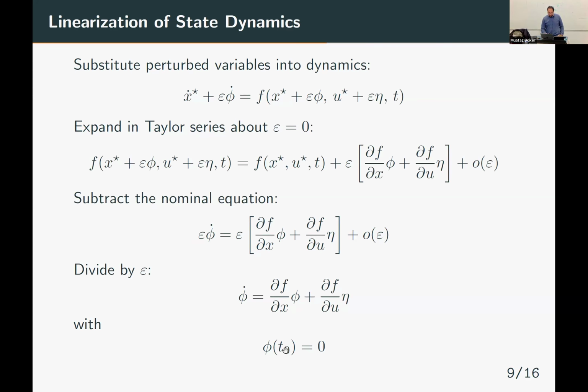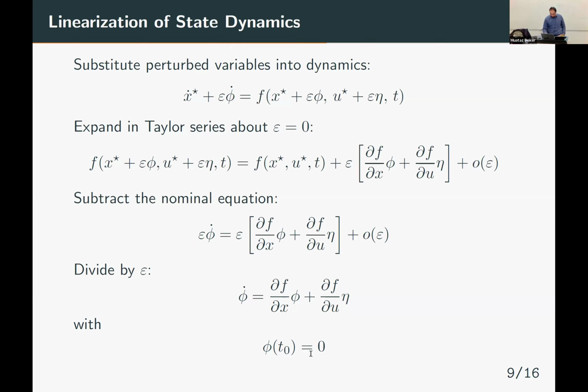Also, phi at t naught is equal to 0. So this is a differential equation in terms of phi, by the way. Keep that in mind. Any differential equation needs boundary conditions. The boundary condition for this differential equation is that phi of t naught is equal to 0.